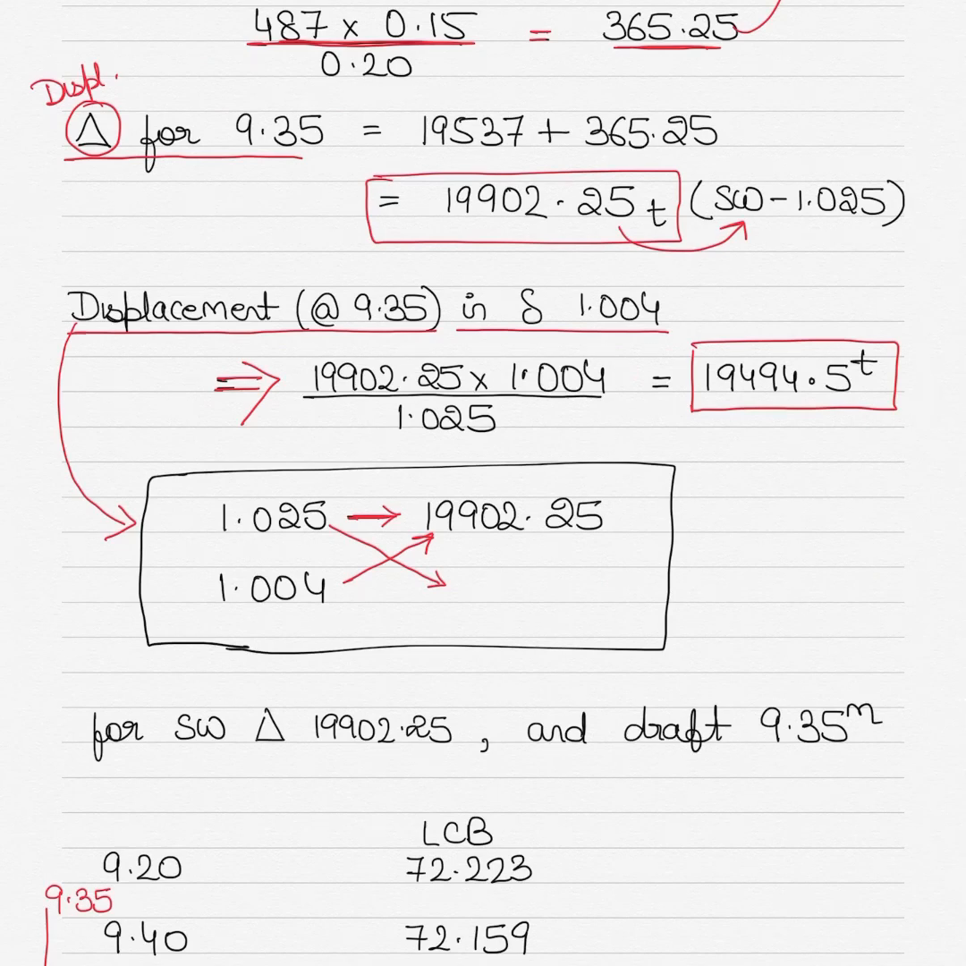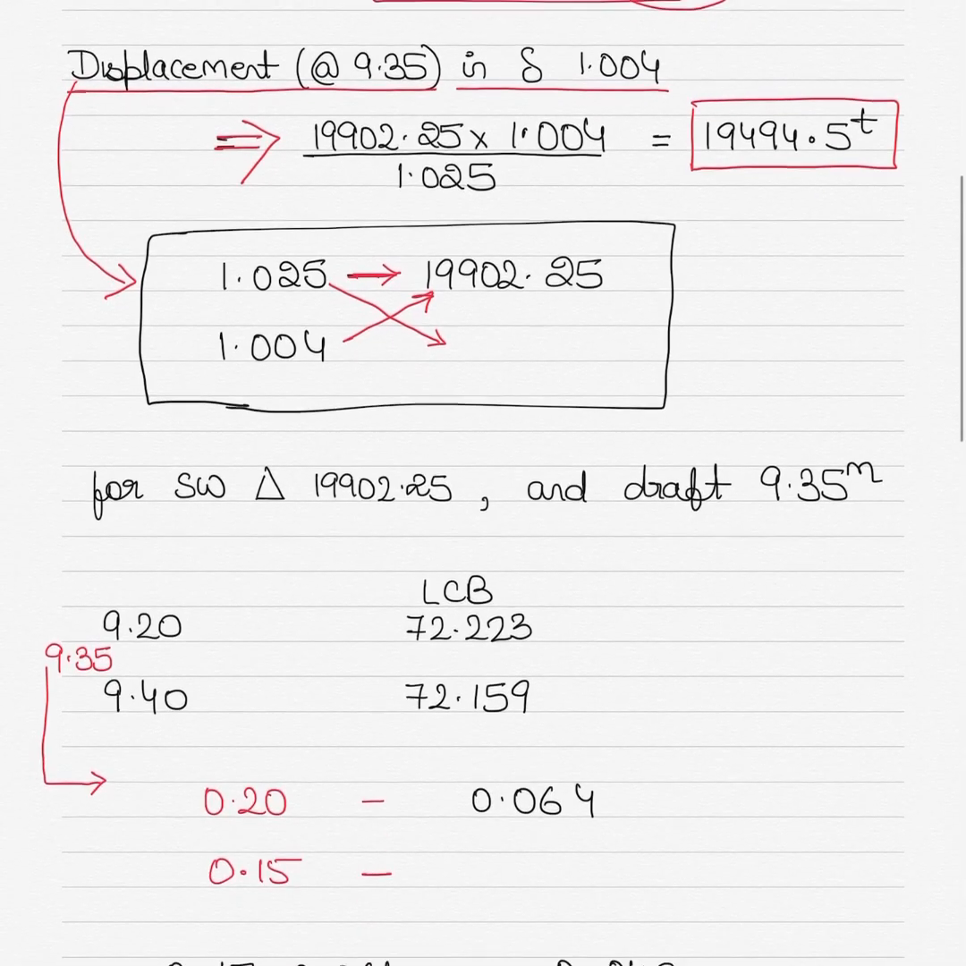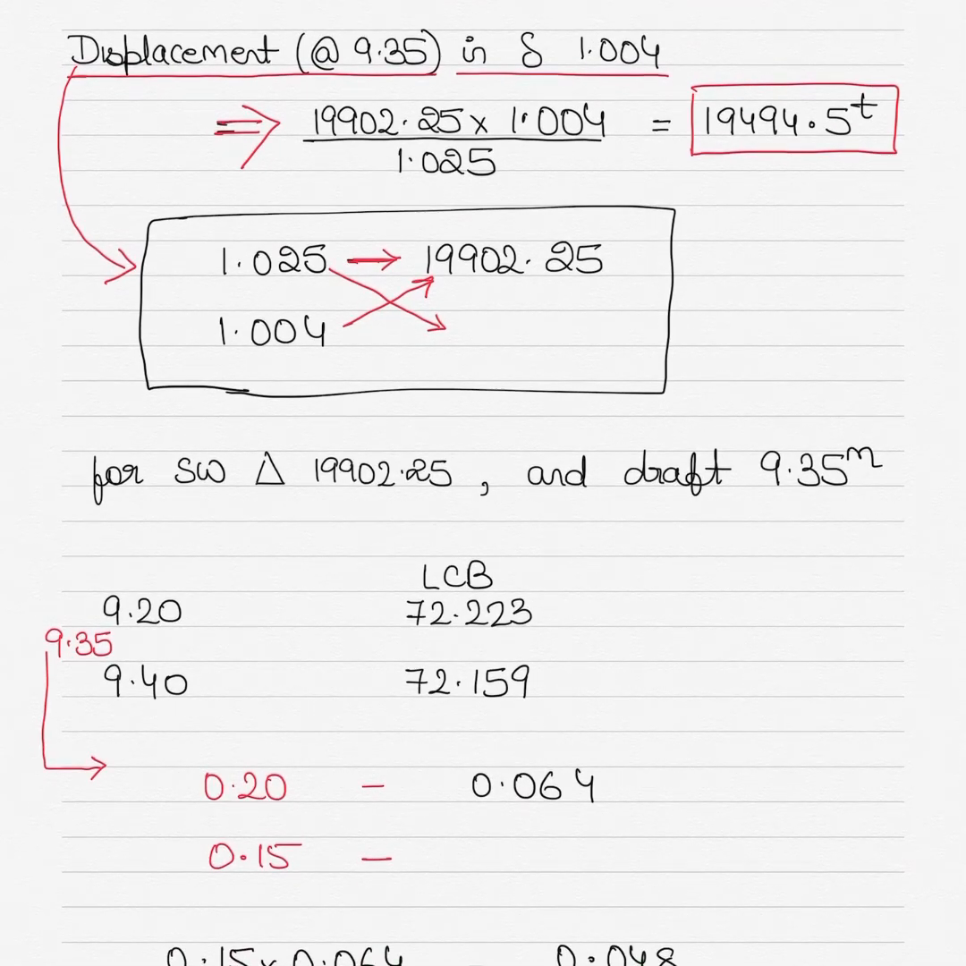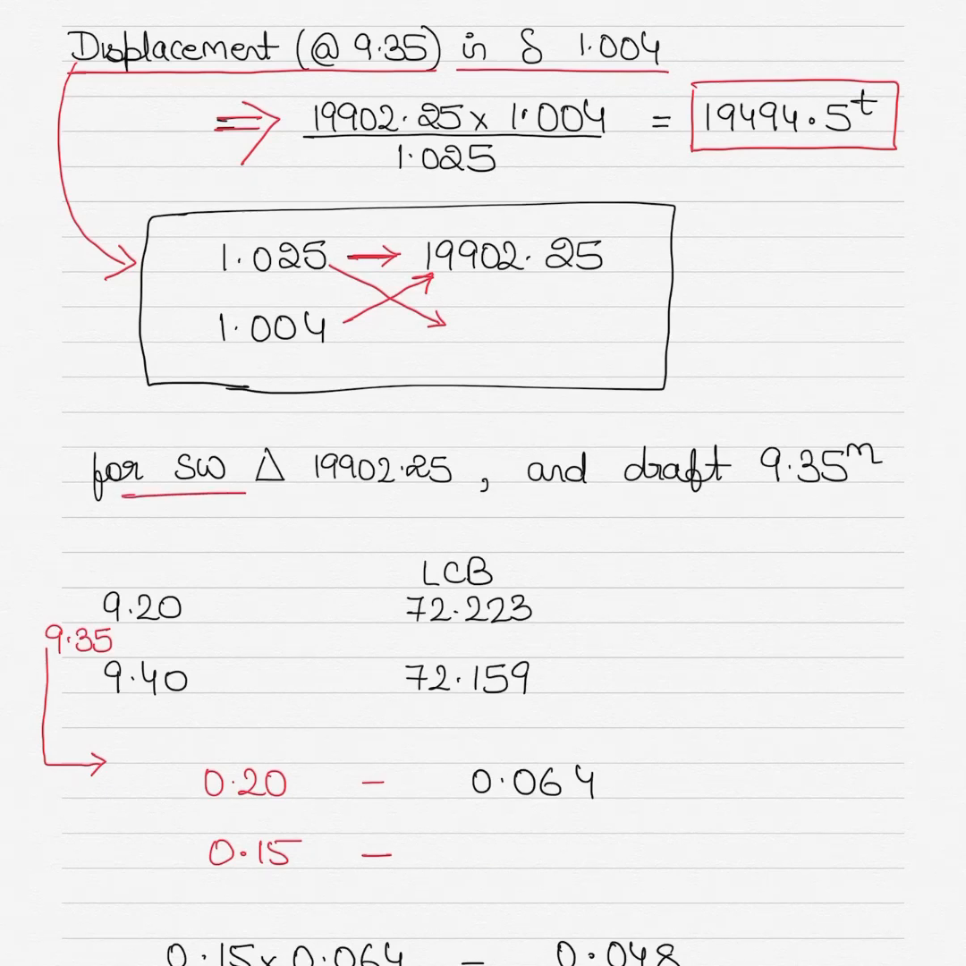Because the hydrostatic tables given to us are for the density of 1.025, we have to find out the values for the density of 1.025 and then convert it for a value of dock water density, or whatever is the relevant dock water density of 1.004 in this case. Now what we do is, for the seawater displacement of 19902.25 that you calculated above and draft of 9.35 meters, you have to find out the value of LCB, that is the longitudinal center of buoyancy.